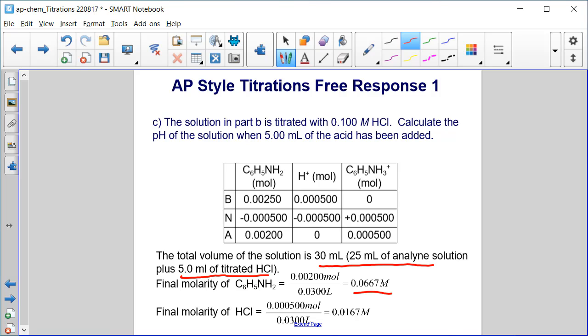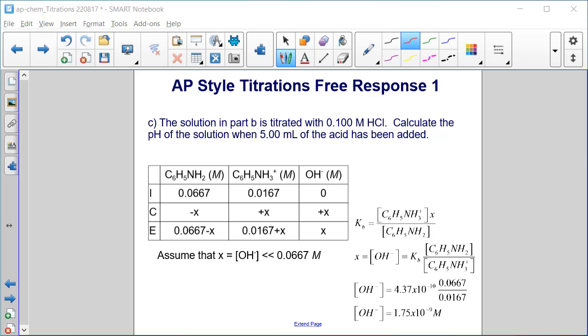So the final molarity is the number of moles of aniline, 0.002 over 0.03, 0.0667 molar. And for the HCl, we just take the moles, 0.0005 over the 30 milliliters, 0.03 liters, and get 0.0167. Now let's use that to calculate the pH.